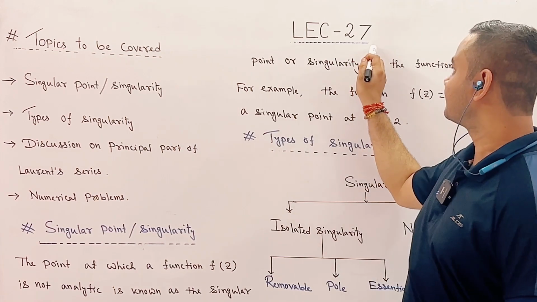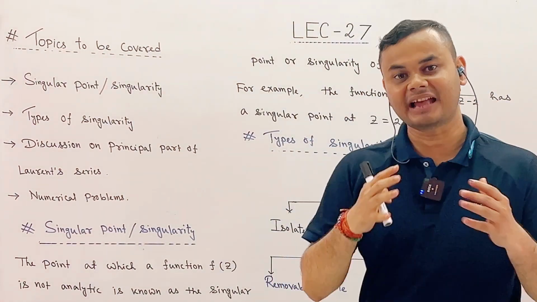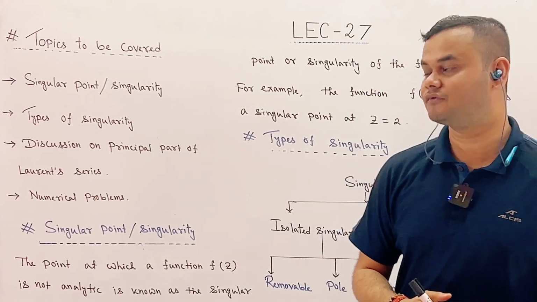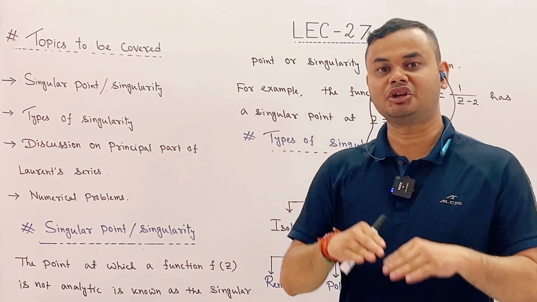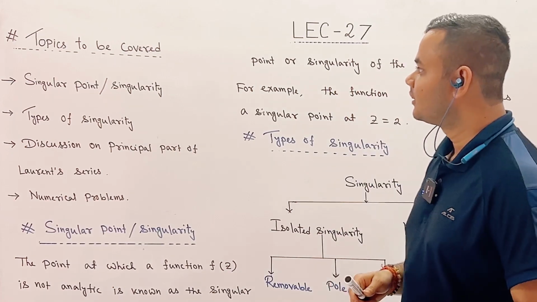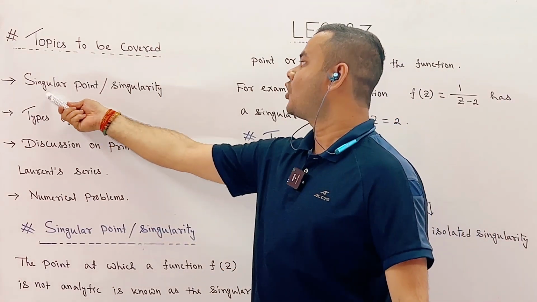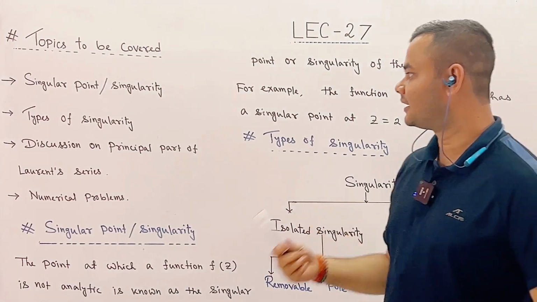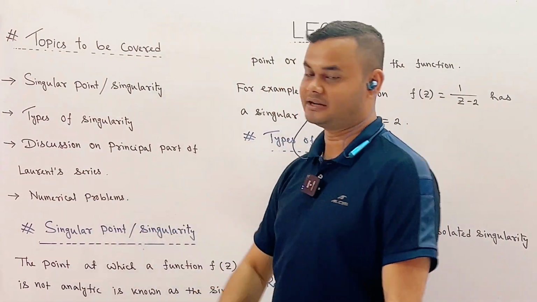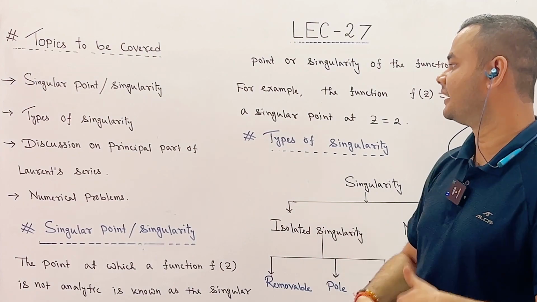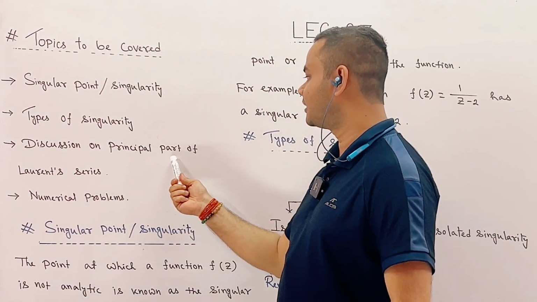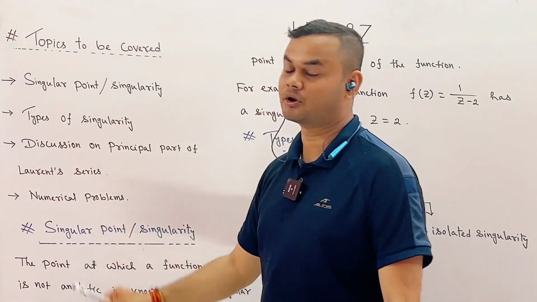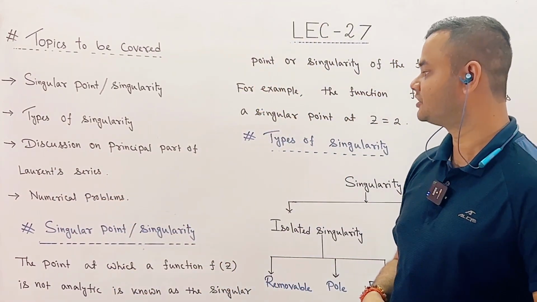This is lecture number 27 on complex analysis, and from today onwards, I am going to start the contents of module number 4. First, let me talk about what are the topics that I'll be covering. First, I will define what is a singular point or singularity of a complex function. Next one is types of singularity. The third topic will be a brief discussion on the principal part of Laurent series. Finally, I will solve some numerical problems to check the nature of singularity.